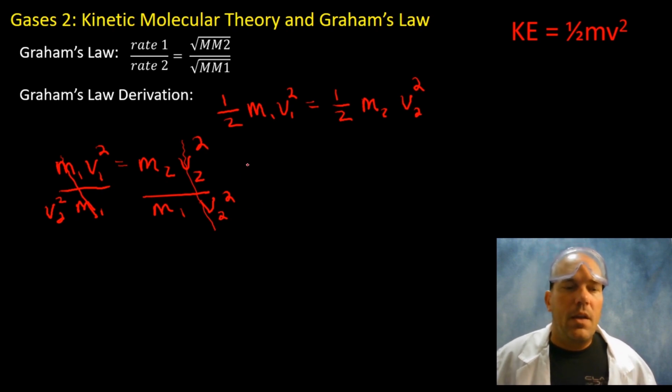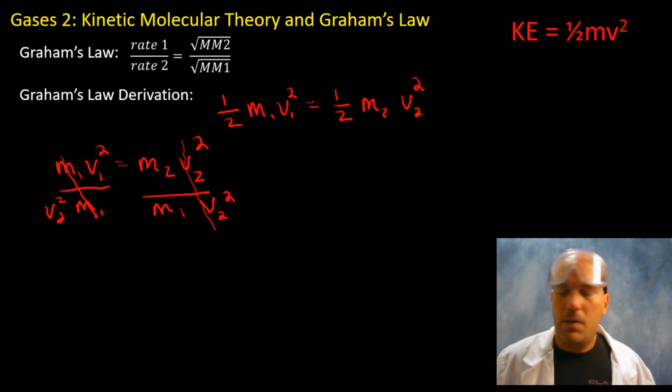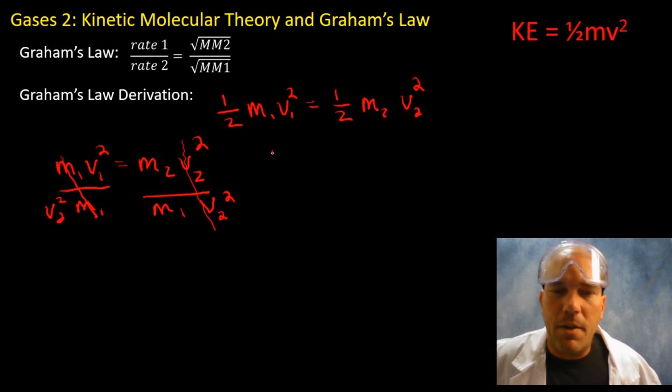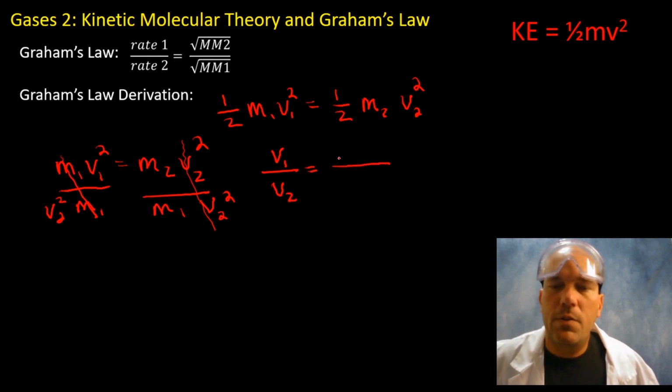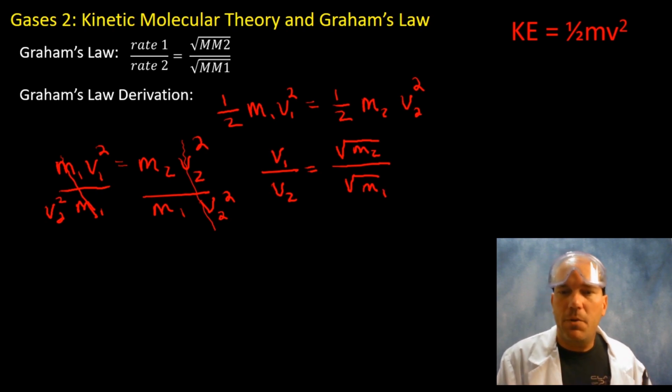Now, I'm going to take the square root of everything. So the square root of this entire expression will give me velocity 1 over velocity 2 is equal to the square root of mass 2 over the square root of mass 1. Mass being the molar mass, velocity being the rate.